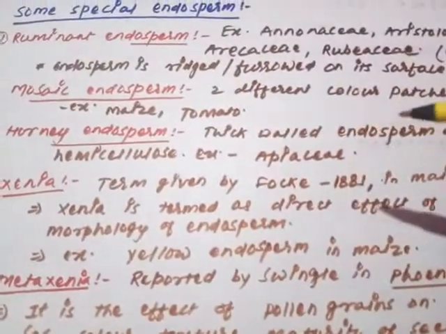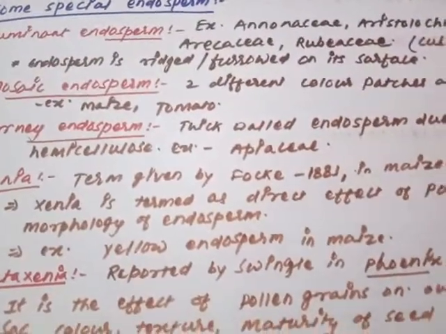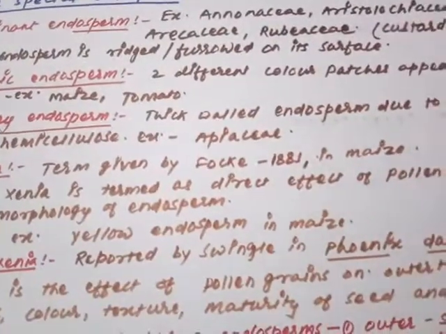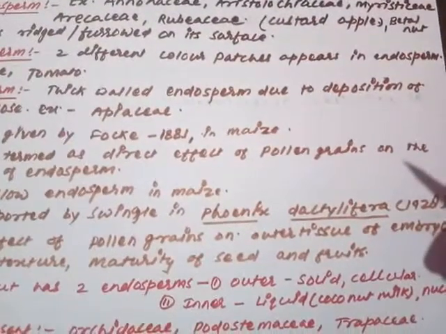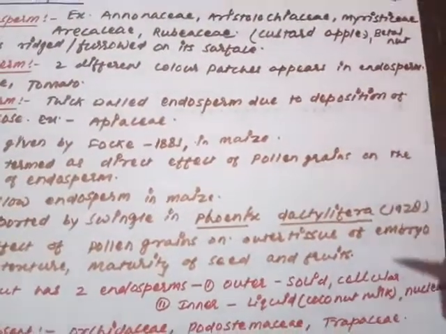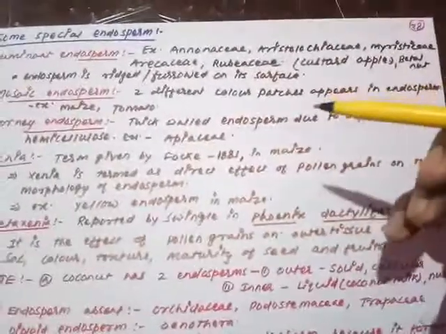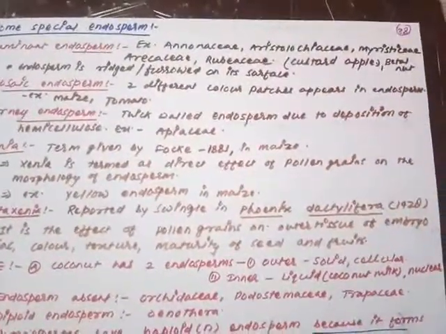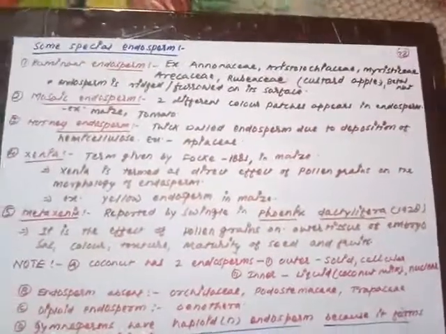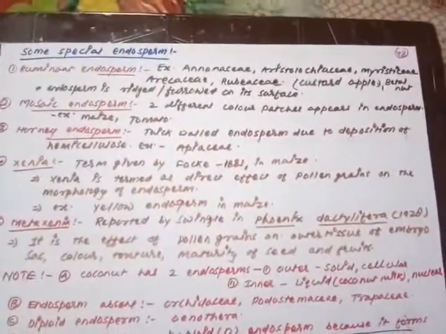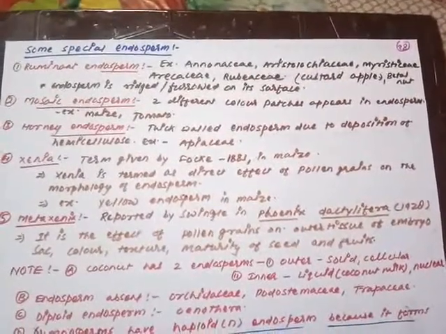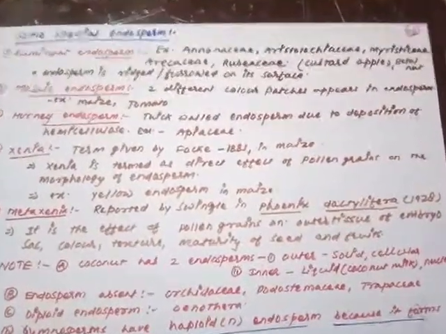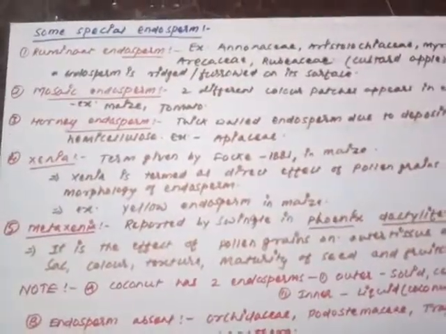Now the next one is called the mosaic endosperm. Mosaic means an irregular pattern of distribution. Sometimes two different colored patches are present or appear in the endosperm. Such an arrangement is called the mosaic endosperm. Are you getting my point? Mosaic endosperm means two different colored patches are present in the endosperm. Examples for that are maize and tomato.